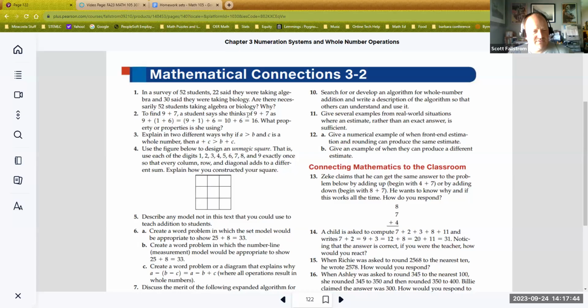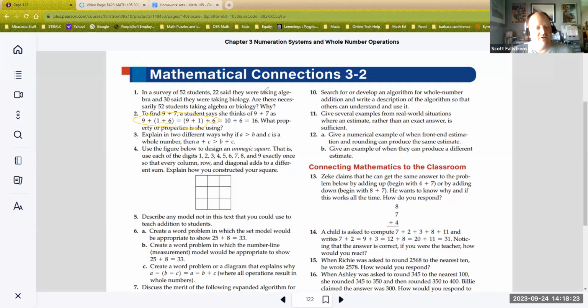Let's see here. To find 9 plus 7, a student says 9 plus 7 is 9 plus 1 plus 6, 9 plus 1 parentheses plus 6, 10 plus 6, and 16. Okay, so this question is saying what property or properties is the student using? So this is your chance to kind of shine, if you will, where you can say, okay, I know exactly what the student is using. Oops, gotta plug this back in. There we go. What property or properties are they using? So for example, what property allows you in this first step to regroup the parentheses? What was the name of that property?